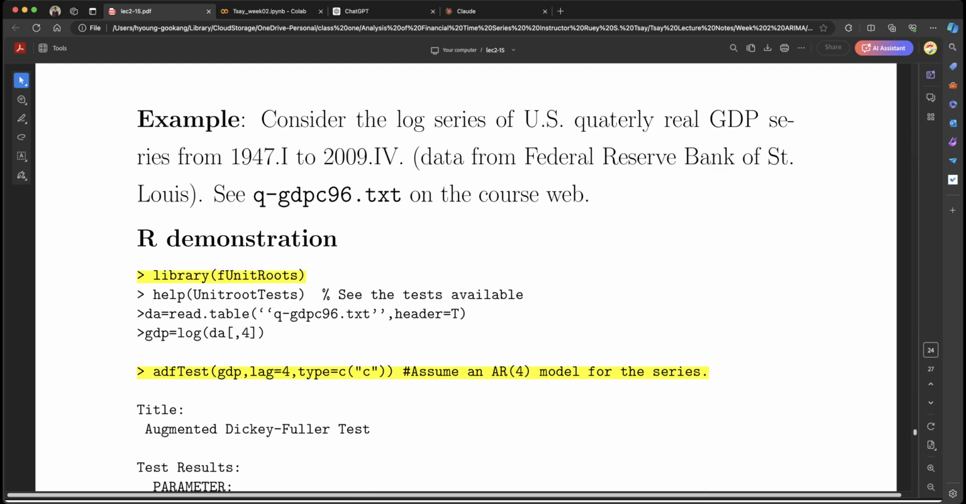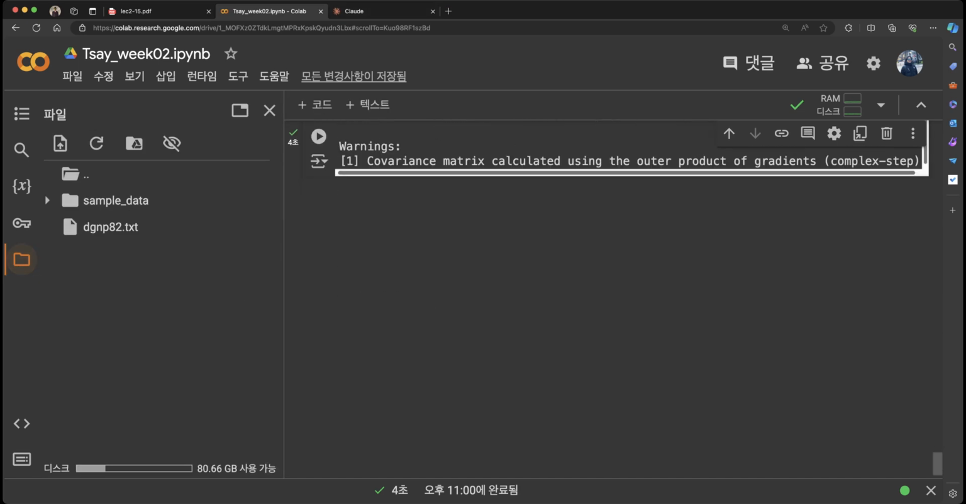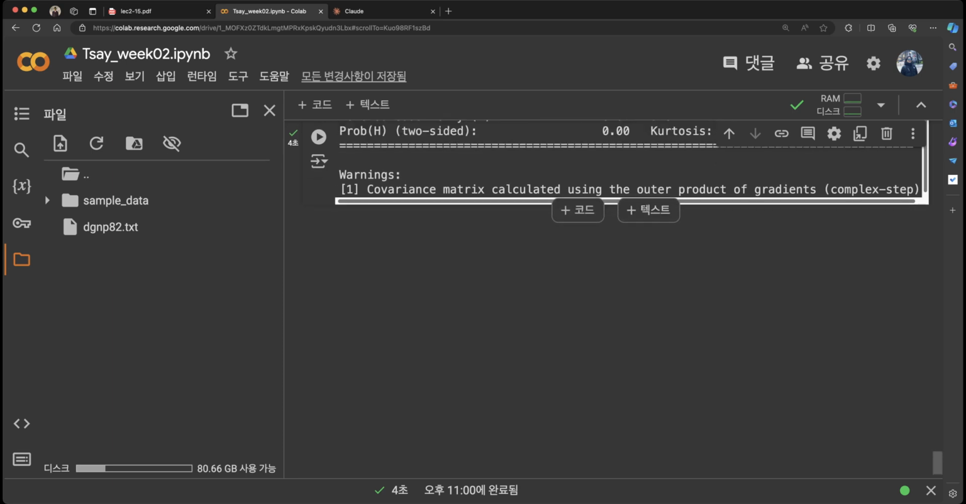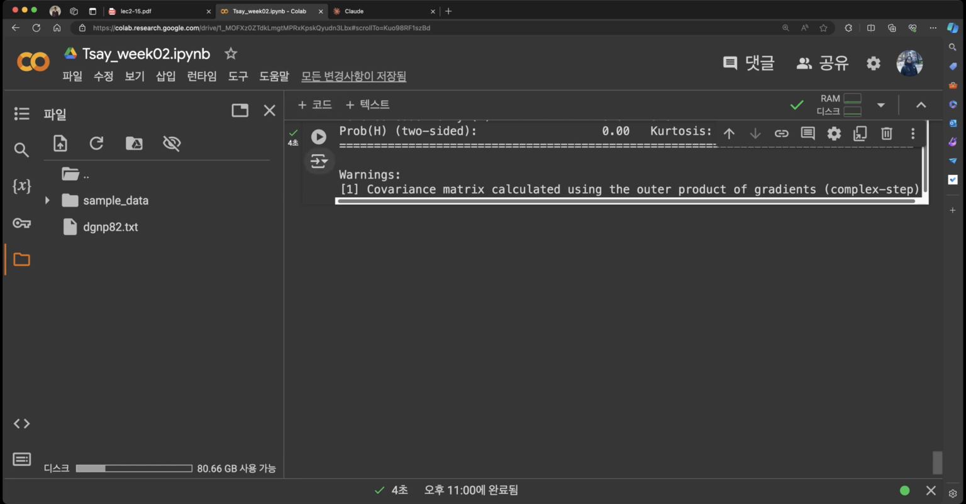I think we can do it. This one is important. Unit root test is important in finance, so let's do that. We can go here, and now we have to upload the data. Let's upload the data. What is the name of the data? It is QGDPC96. I uploaded this one.